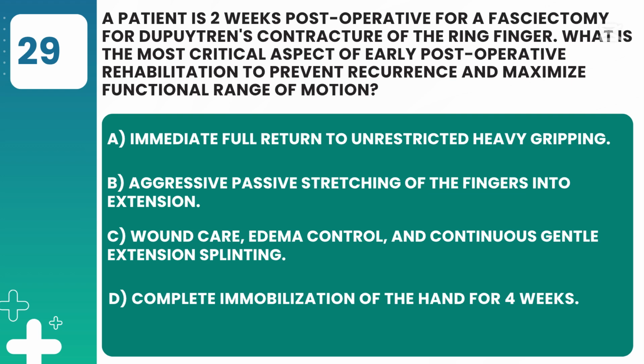Question 29. A patient is 2 weeks post-operative for a fasciectomy for Dupuytren's contracture of the ring finger. What is the most critical aspect of early post-operative rehabilitation to prevent recurrence and maximize functional range of motion? A. Immediate full return to unrestricted heavy gripping. B. Aggressive passive stretching of the fingers into extension. C. Wound care, edema control, and continuous gentle extension splinting. D. Complete immobilization of the hand for 4 weeks.